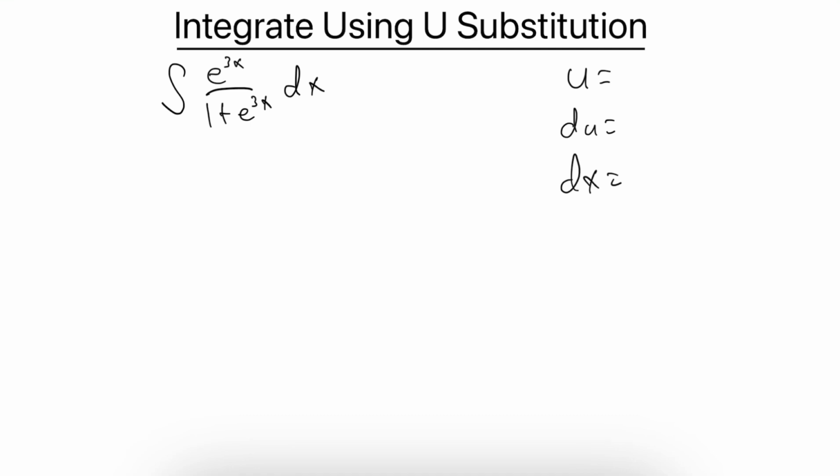Now we're going to find the integral of e raised to the power of 3x divided by 1 plus e raised to the power of 3x dx. So for our u, we're going to choose 1 plus e to the 3x.